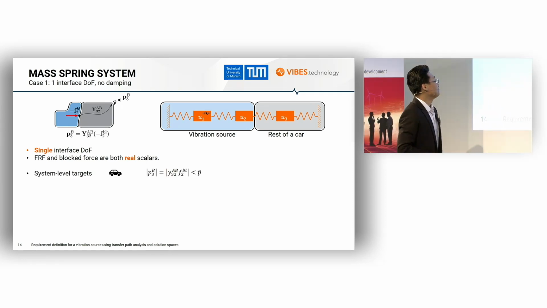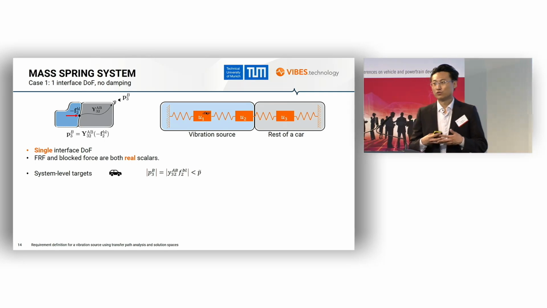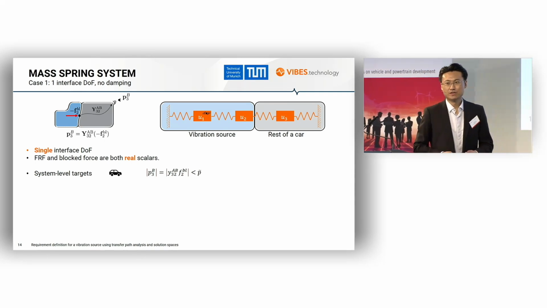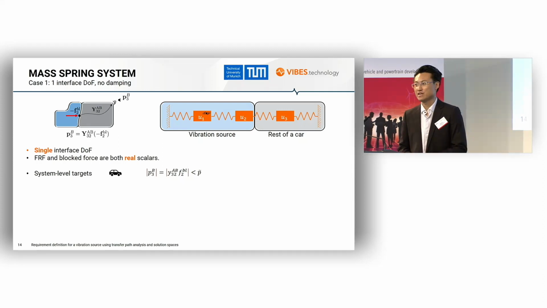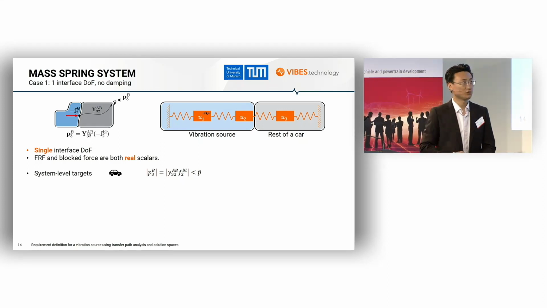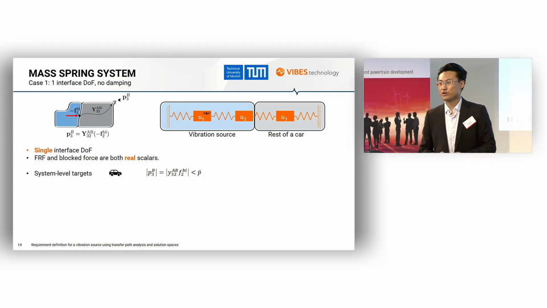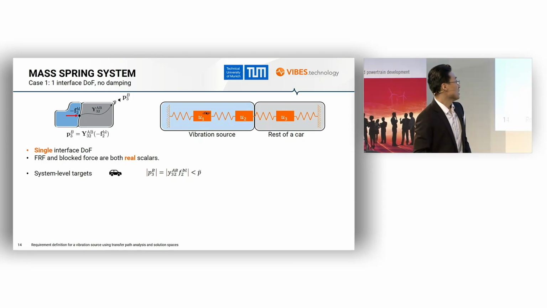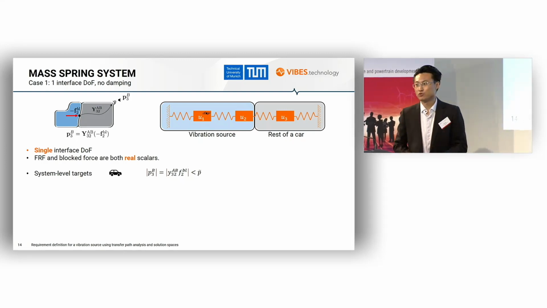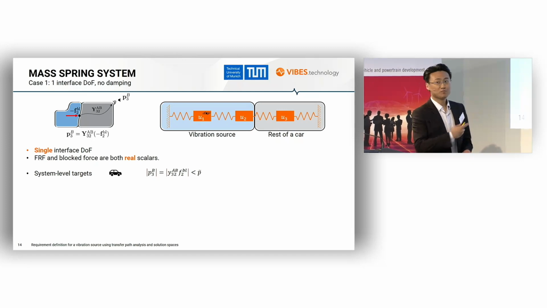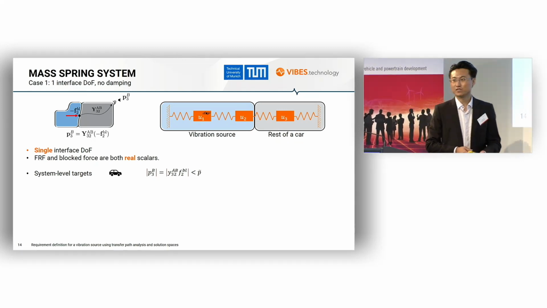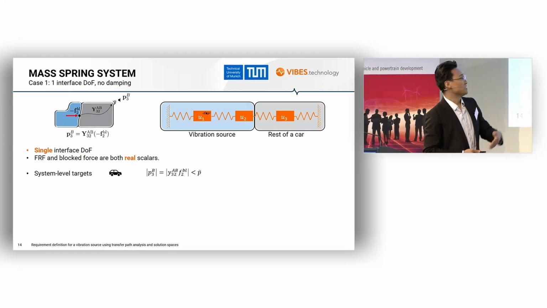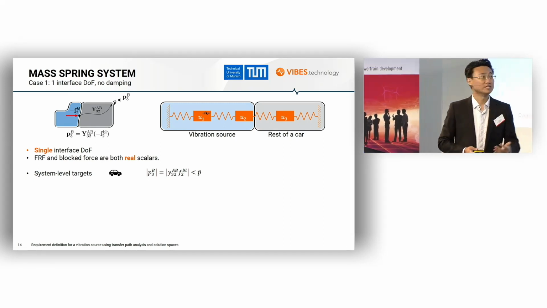So to keep it simple, at first we ignore damping and assume that the transfer function and the block force are both real scalars. And for this example, there's only one degree of freedom at the interface. So we define the system level requirement as the sound pressure, P3, which is computed as the transfer function multiplied by the block force, to be smaller than our target value, P tilde.